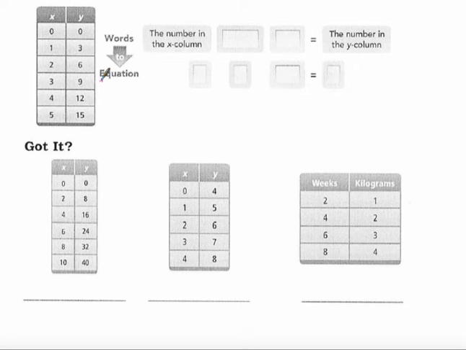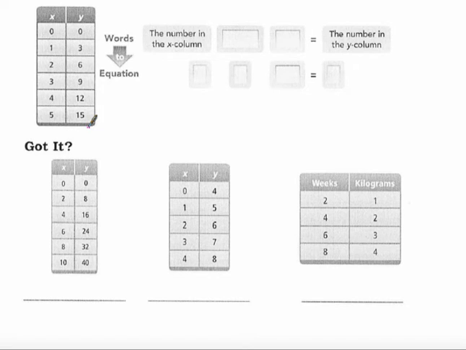Okay, today we're looking at function tables. These are also called input-output tables, just depends on the context that you're looking at them. What we see here is a table. It's got an X column and a Y column. Your X column is often called the input, and your Y column is the output.